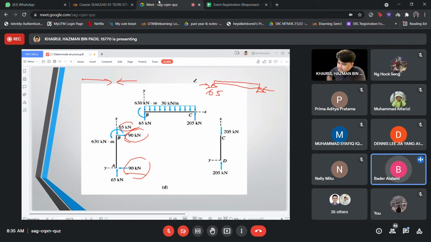So what about the CD? I mean, 205 kilonewtons are also acting axially on CD, but we still use the 205 kilonewtons. Yeah, it is the same because it is a frame. So if you have a frame, this is the rigid connection. It is the same procedure here and here.